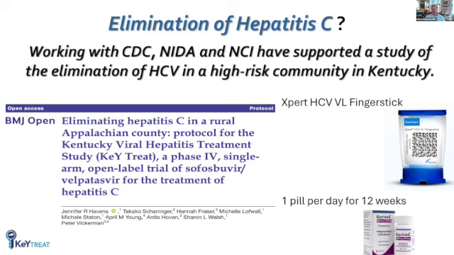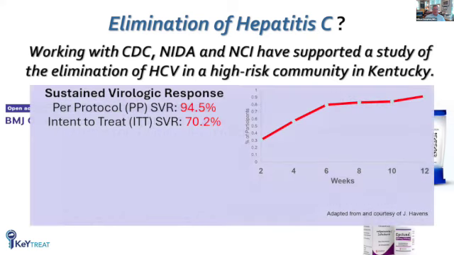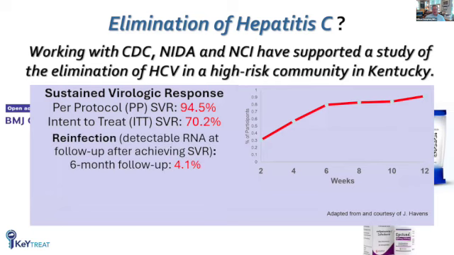And then for those who are positive, they generally started them on the potentially curative treatment, Epclusa, for 12 weeks. What they've been able to show in their study of about 380 persons is that there's a sustained virological response in some 95%. There is reinfection in some, but so far it's a small number.